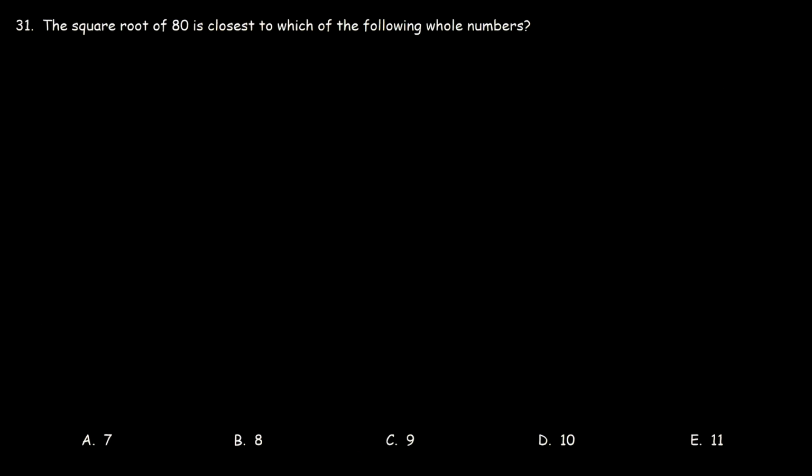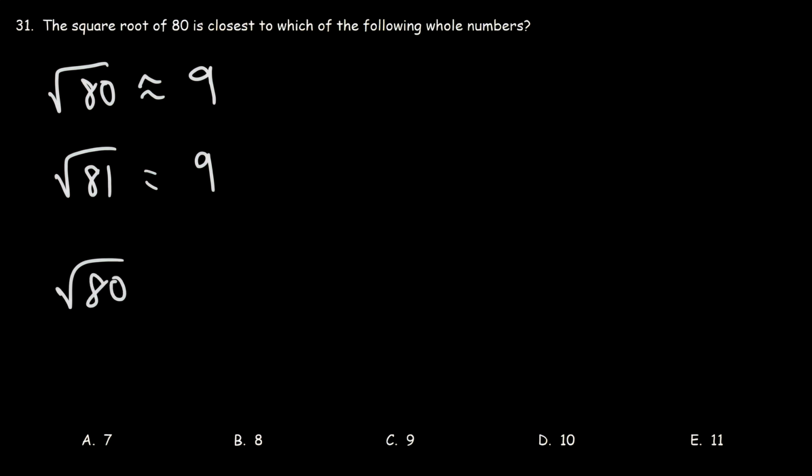Number 31. The square root of 80 is closest to which of the following whole numbers? What would you say? What is the square root of 81? The square root of 81 is 9. So therefore, the square root of 80 has to be close to 9. The exact answer is the square root of 80 is 8.9443. That's the rounded answer. But nevertheless, 9 is the closest one.